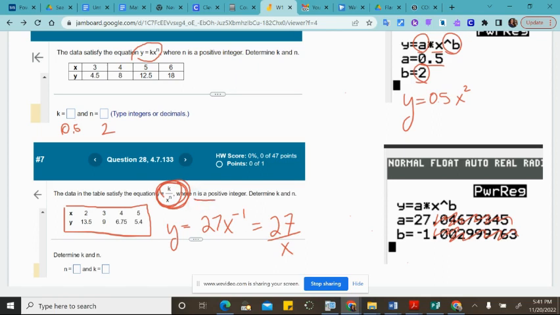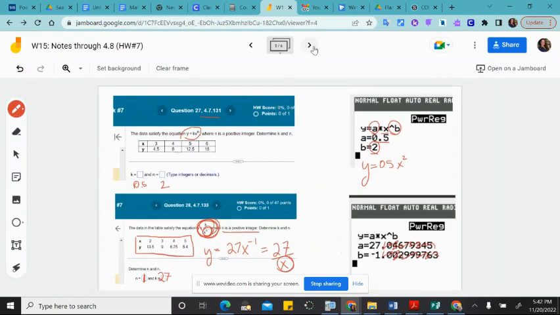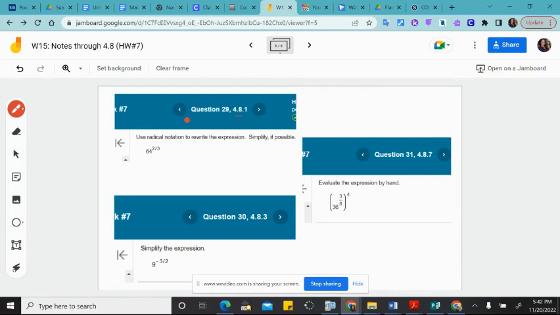So they're saying write it with a positive integer. Well, that exponent for n is -1. But the way they asked for it, with it being on the bottom, it won't be negative once we pop it on the bottom. So that'll make that a positive one and a positive one. Coolio? Coolio.